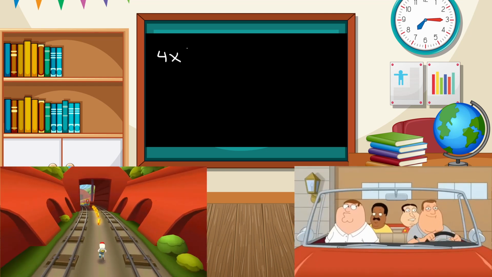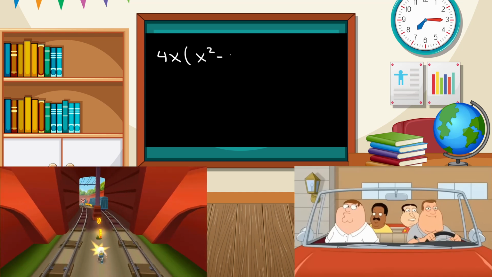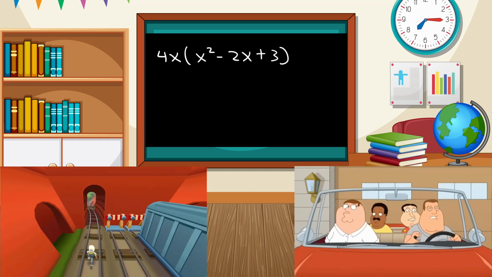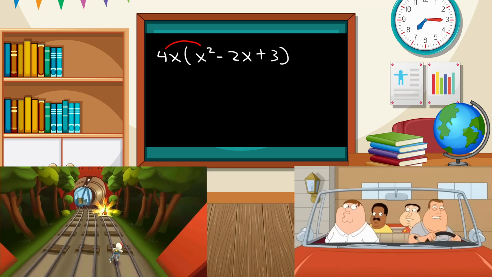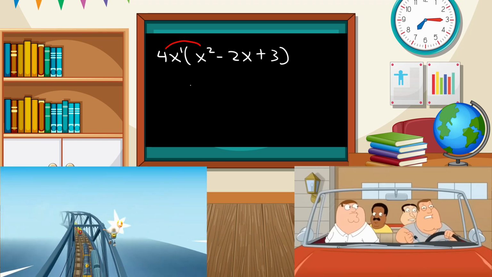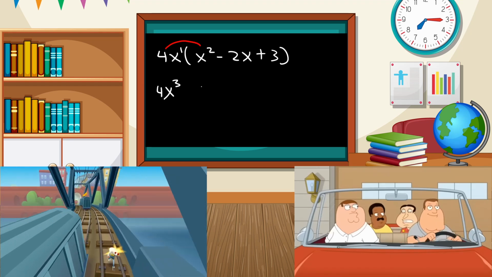Now let's try this one. Let's multiply a monomial by a trinomial. So go ahead and work on that example. So here we have 4x times x squared. So this is x to the first power times x squared. 1 plus 2 is 3. So this is going to become 4x cubed.